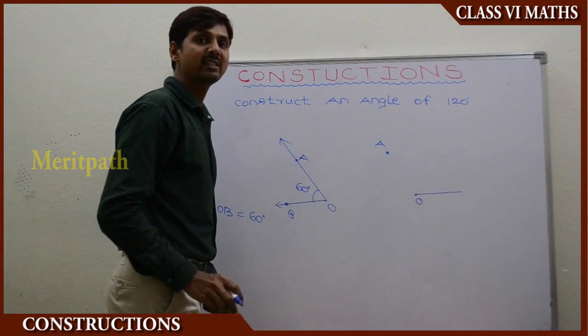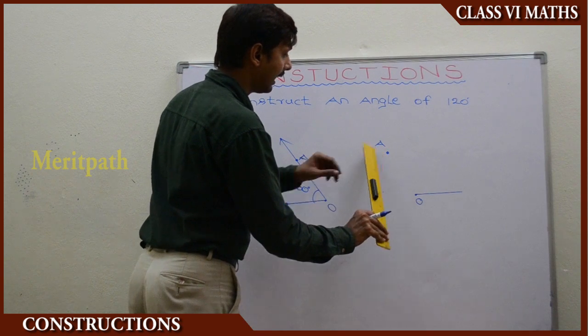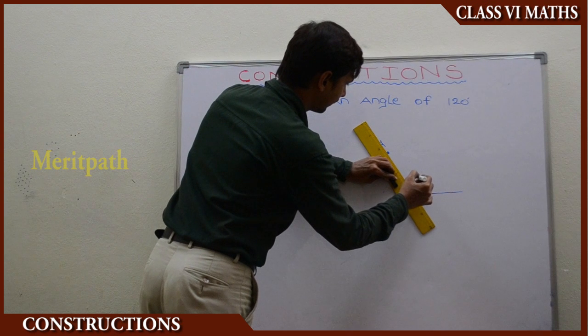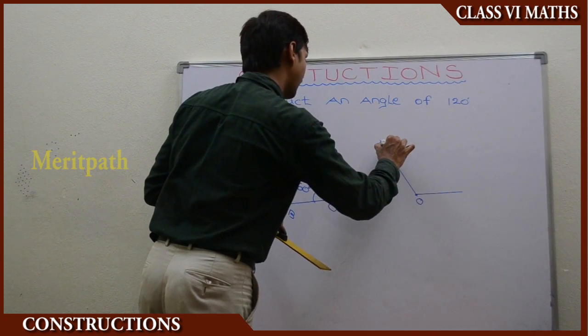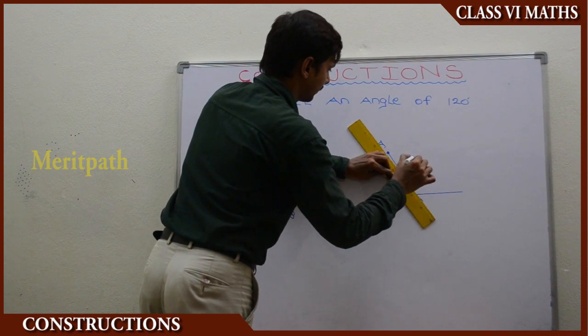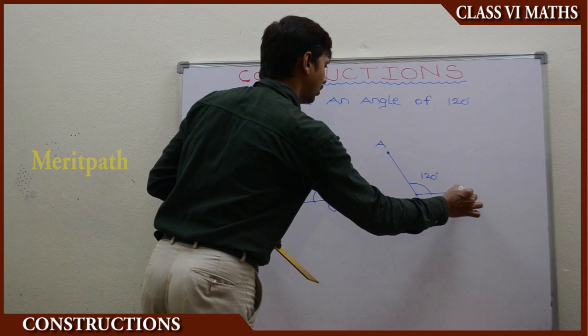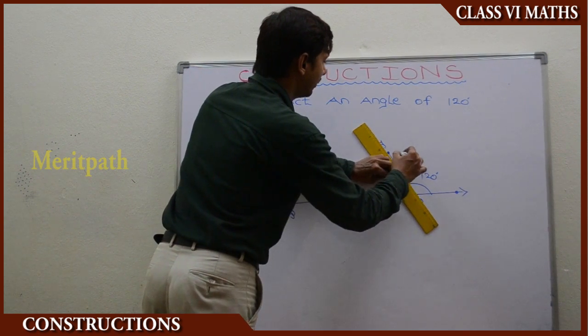These 2 points we need to join: the initial point O, and the point which makes the angle. So join these 2 points. After joining these 2 points, it made an angle. So the angle is 120 degrees. This is the terminal point, and if you extend, this is the point here.